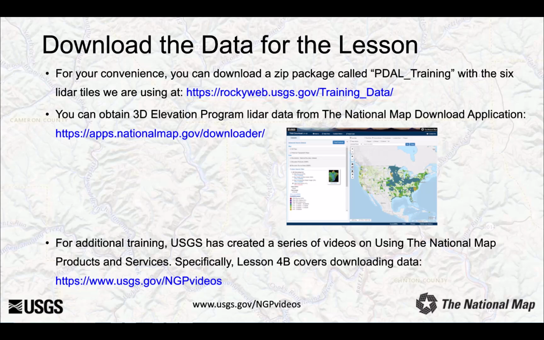The National Map has a download client where you can find USGS products, including 3DEP elevation data such as LIDAR point clouds, at apps.nationalmap.gov/downloader. If you are interested in learning more about downloading products on the National Map, be sure to check out our training videos located at usgs.gov/ngp videos. After you've downloaded the data, extract the zip file into a folder on your local computer to use during the lesson.